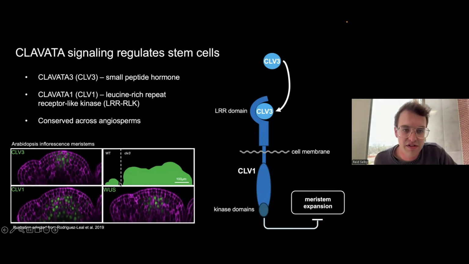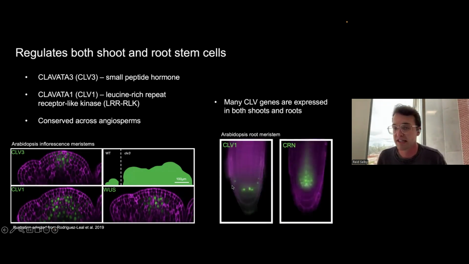So here you can see to scale comparisons between a wild type Arabidopsis inflorescence meristem, which is relatively small, but if you knock out and prevent clavata 3's function, in the mutants, you get a drastic expansion of the meristem due to a huge increase in the number of stem cells. Interestingly, this pathway exists in a similar manner in both the shoot and the root. There's a lot of parallels in signaling between both of these meristem types. That might seem like an aside, but I'll circle back around to that in just a bit.